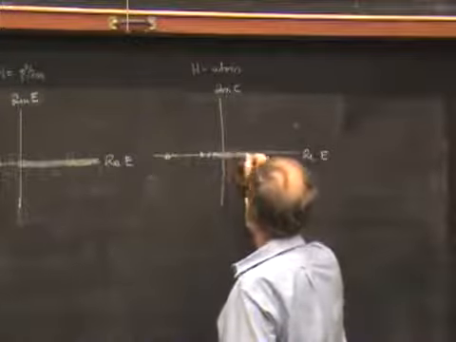And then finally, let me just mention the case of a unitary operator. A unitary operator is one whose inverse is equal to its Hermitian conjugate, so this is unitary.